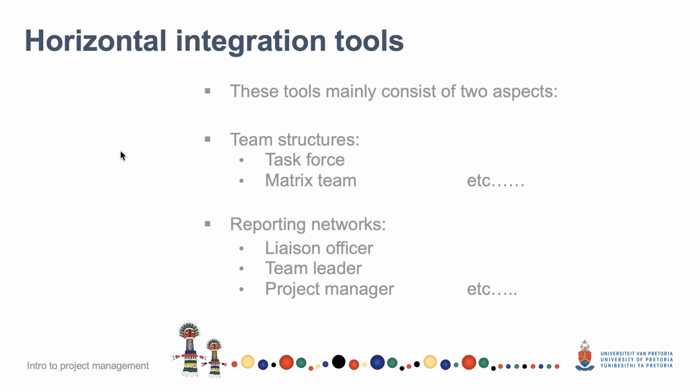For horizontal integration, you can do all kinds of other things. You can look at the team structures, task forces, matrix teams, reporting networks, liaison officers, team leaders, project managers. All these have been created in order to facilitate horizontal integration in the project.